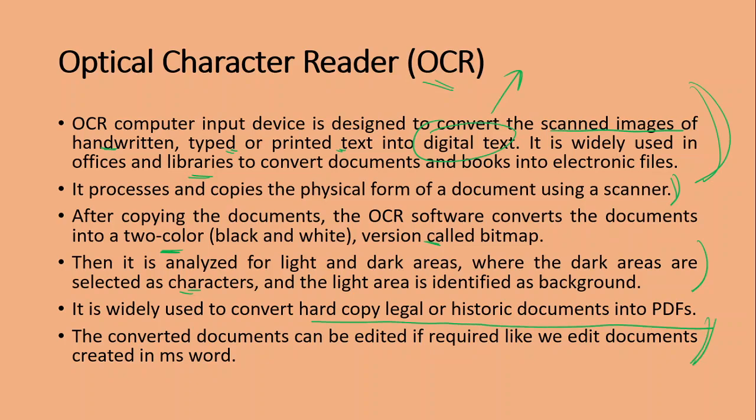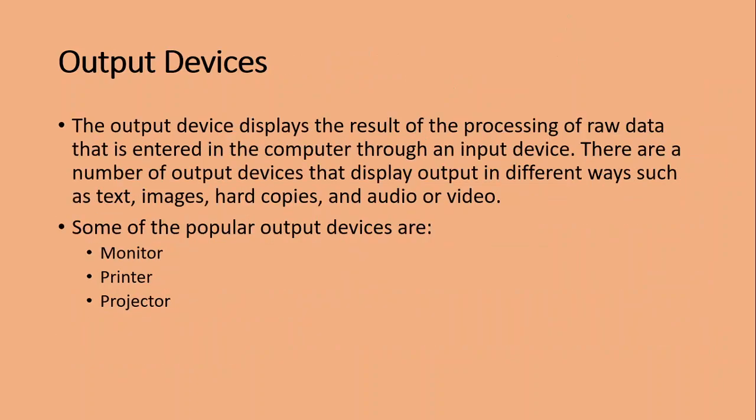So sometimes what happens, 100% conversion is not possible, so we have to go for proofreading of the information that has been converted by this OCR reader. So these are the two common types, and now I come to the output devices.